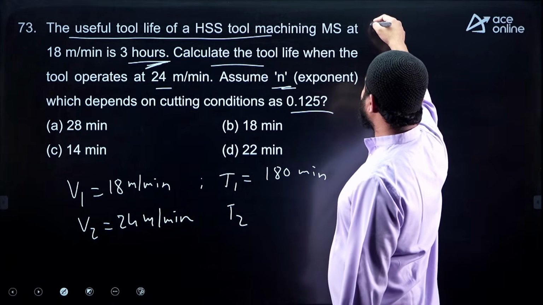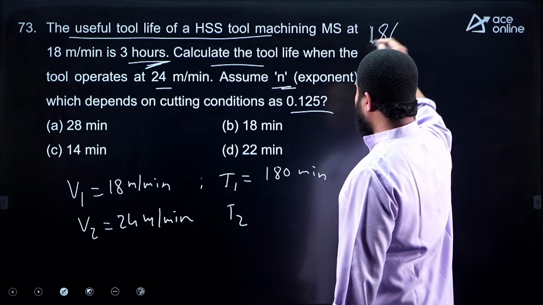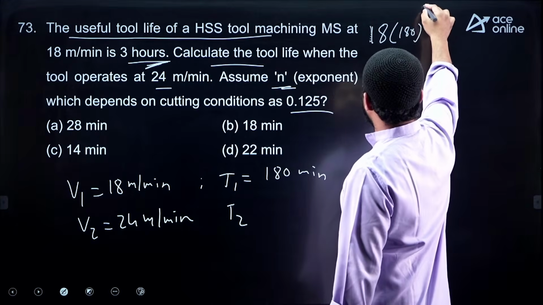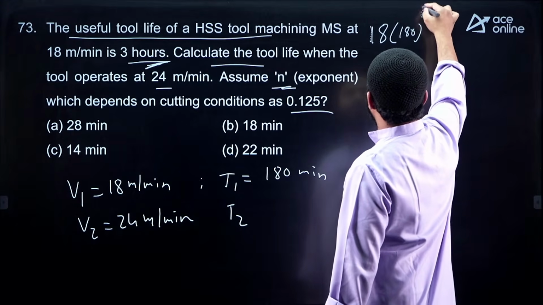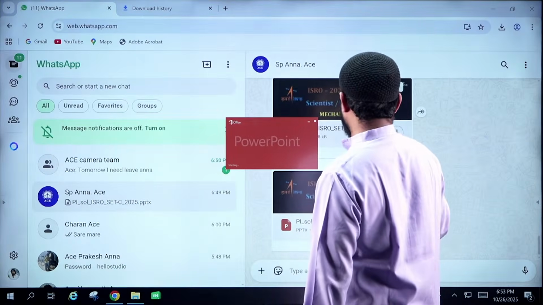Therefore, Taylor's tool life equation, if you are writing, V1 T1 to the power n, directly I am writing V1 T1 to the power n is equal to 180 power point V1 T1 power.